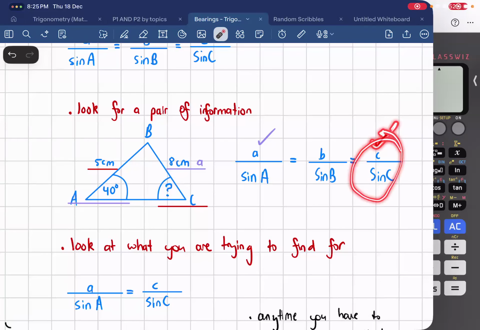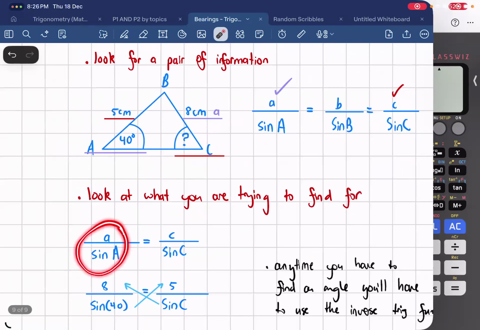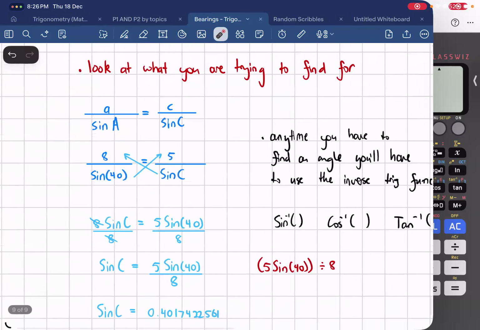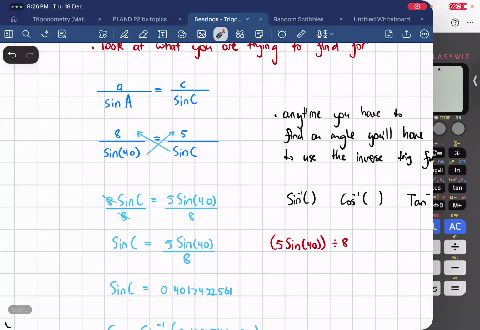So my formula then becomes a over sine A is equal to c over sine C. Right? So you're on the same page with me? Yeah. All right. Then the next step is to substitute everything we have. So we know that length a is 8. We know that angle A is 40. We know that length c is 5. And we don't know what angle C is. Right? You're with me so far? Okay, nice.